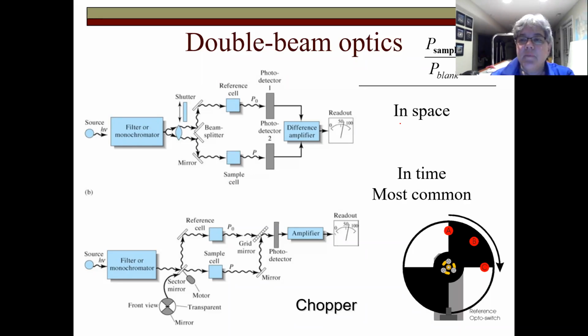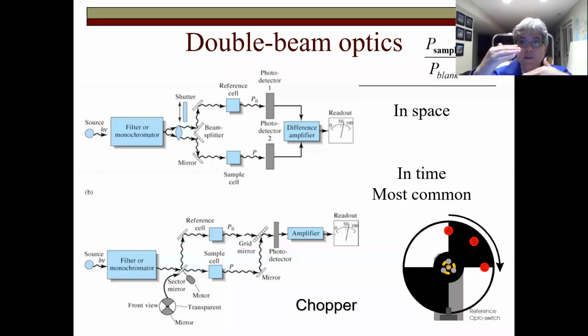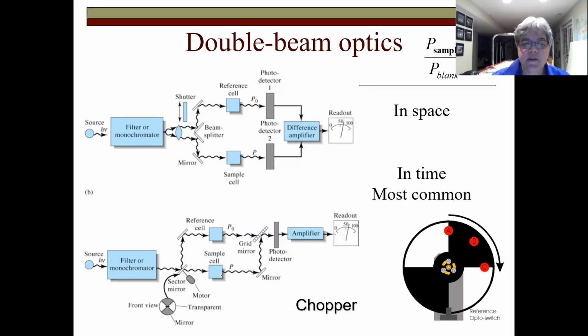Now, this is a little bit more expensive because you have to have two detectors. So a more common way is to do it the second way, which is called in time. So again, my source goes through the monochromator, and now I'm going to use something called a chopper. So what this does is it's going to split the light alternately. So the light will go through the reference if it goes through this way, and then if it doesn't go through the reference, then it will go through the sample. And then they meet again at the detector.